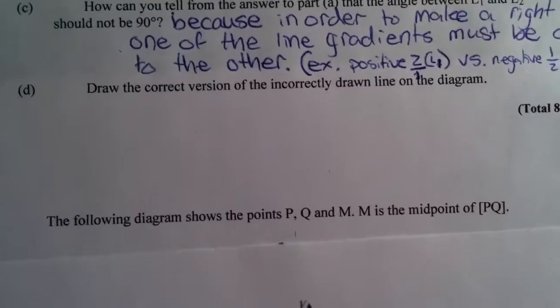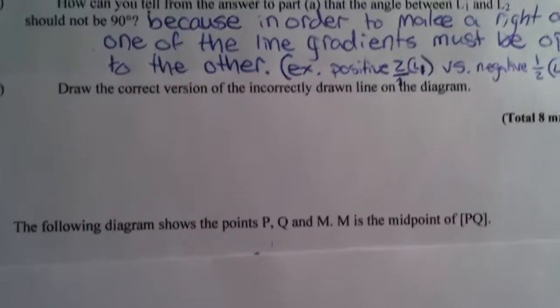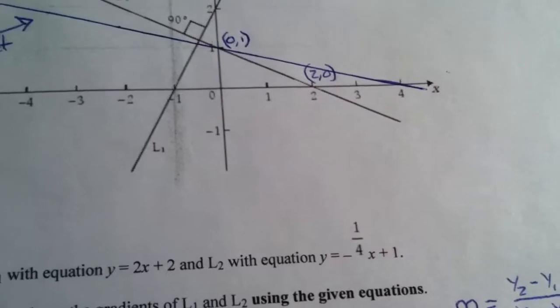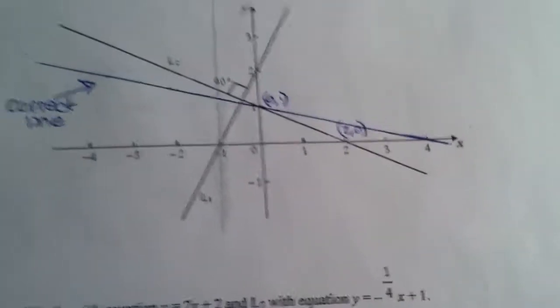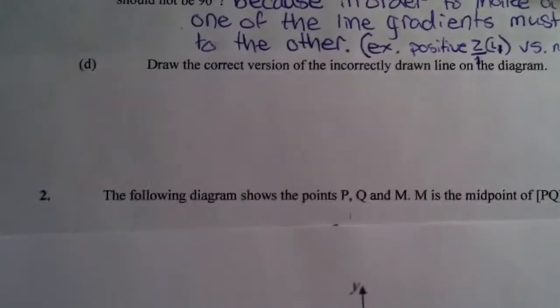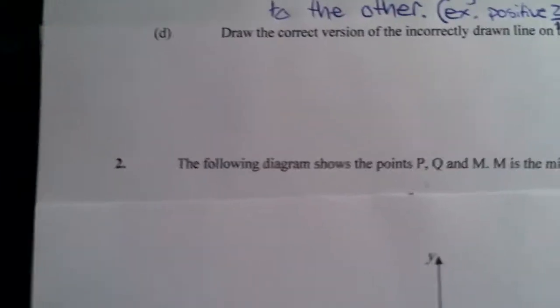So draw the correct version of the incorrectly drawn line. Did that right there, and you can see it intercepts the x-axis at 4 and the y-axis at 1. And next problem, number 2.